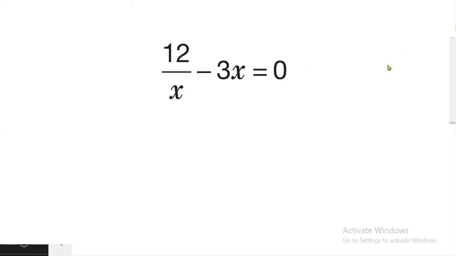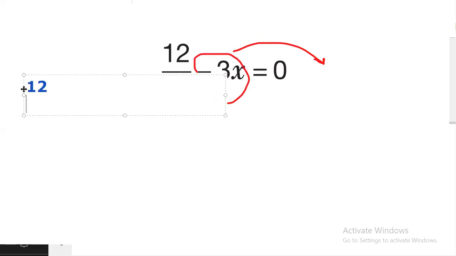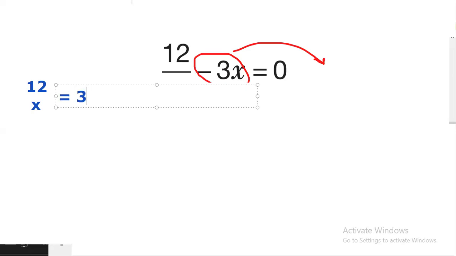So focus on this step. Negative 3x becomes positive on the other side. Let me show you how. Negative 3x goes here, becomes positive 3x. So let's do it here. So 12 over x. This is the first fraction. We took this to the other side, so equals 3x, okay? Because the 0 here doesn't count, so it's going to be positive 3x.